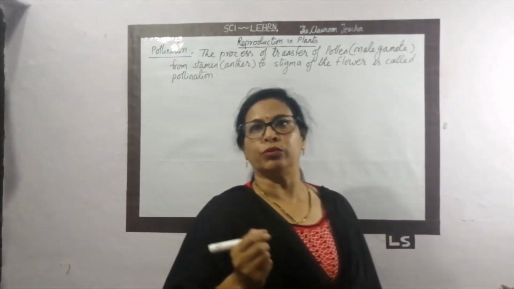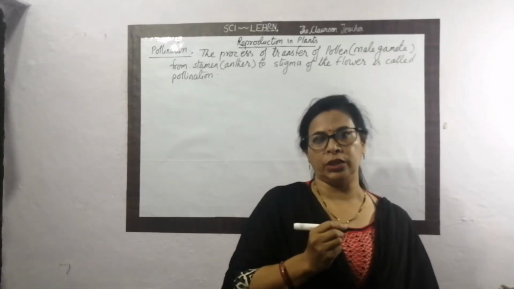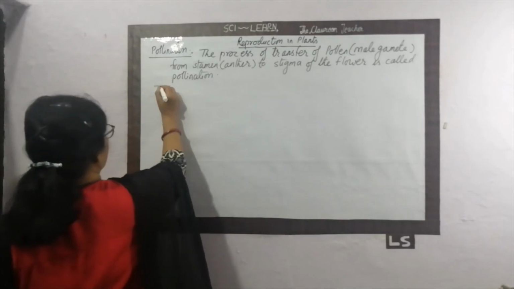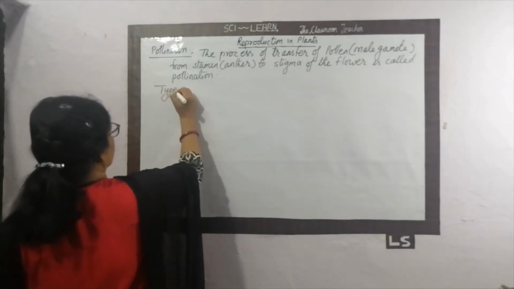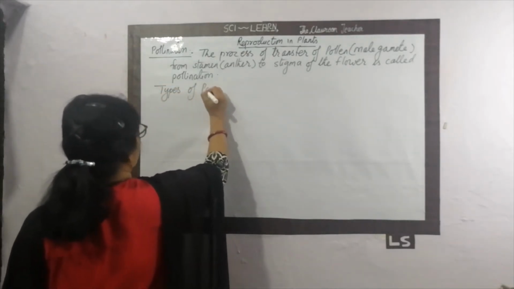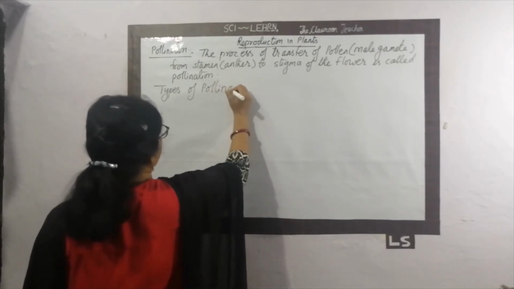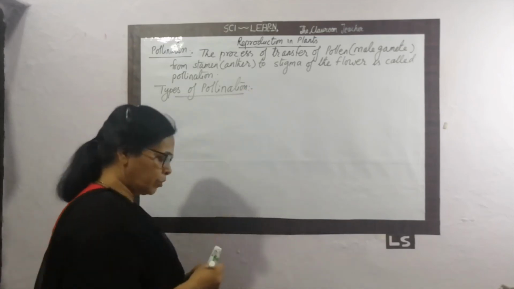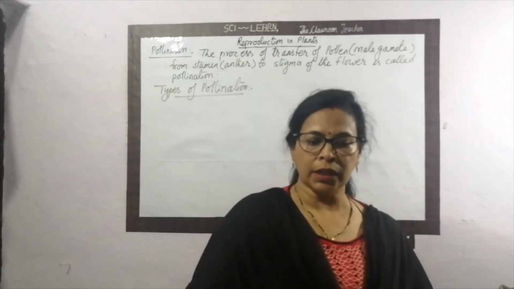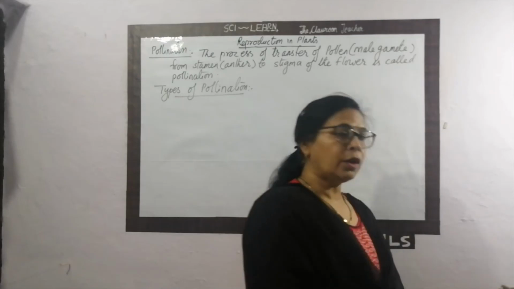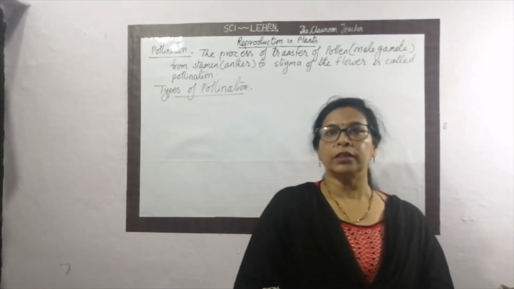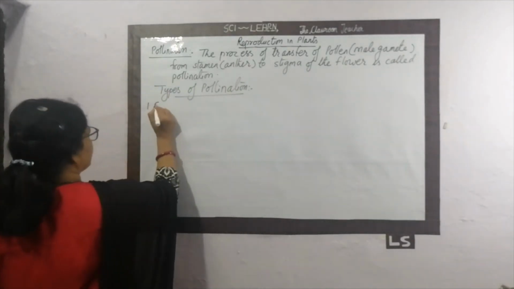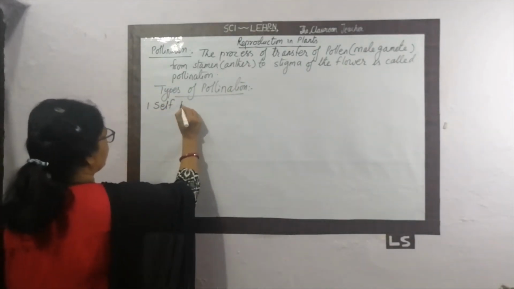Okay. Now let's move towards the types of pollination. There are two types of pollination, as we already studied in class 10. Now what are the two types of pollination? The first is called self-pollination.